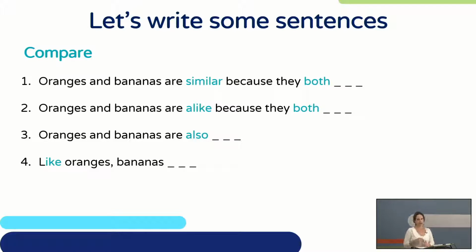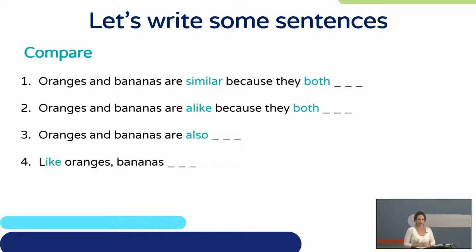Think about what you want to write, and now this is the time on your paper to write the answer, to write this sentence and what can be the continuation of the sentence. So write your answers while I read to you the sentences. Number 2, oranges and bananas are alike because they both. Okay, guys, think and write your answer.